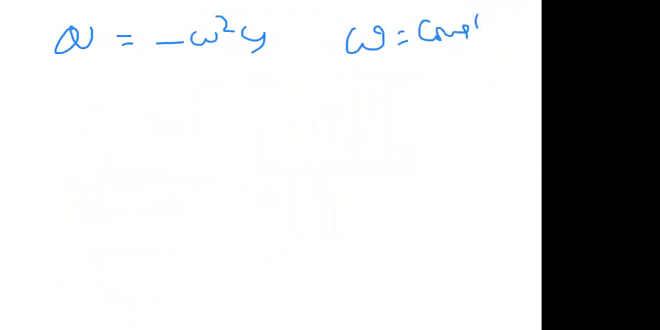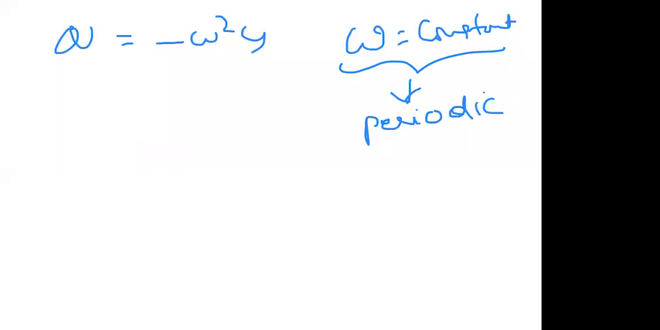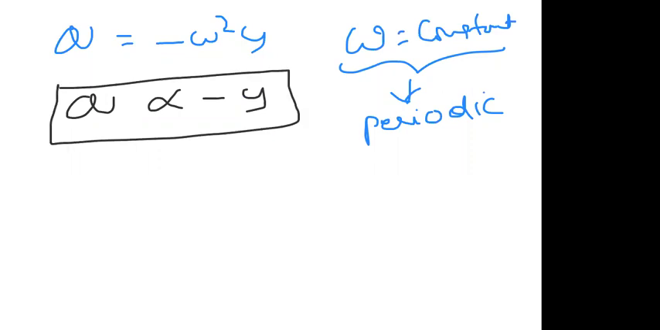Let me take the next page here. a is equal to minus omega square y. Here omega is constant because we said periodic. Periodic means the body repeats its motion in regular intervals of time, so omega is constant. So omega is constant means, what should I write here? a is proportional to minus y.